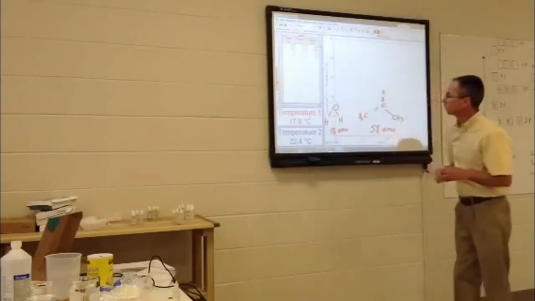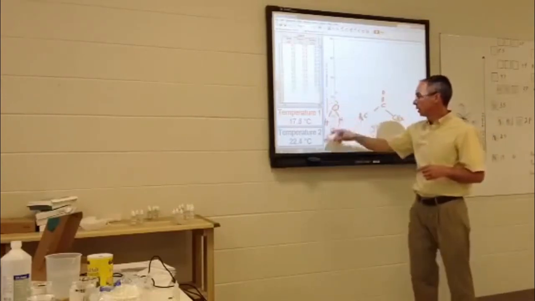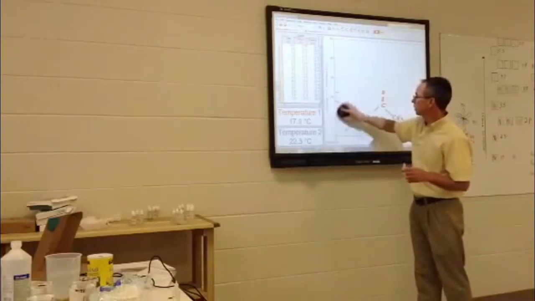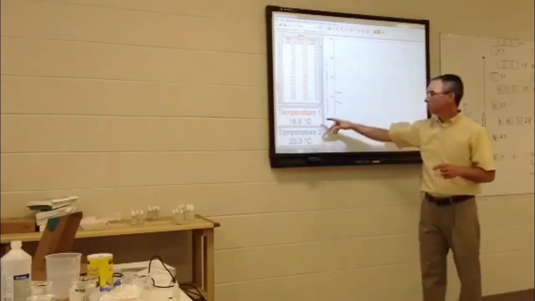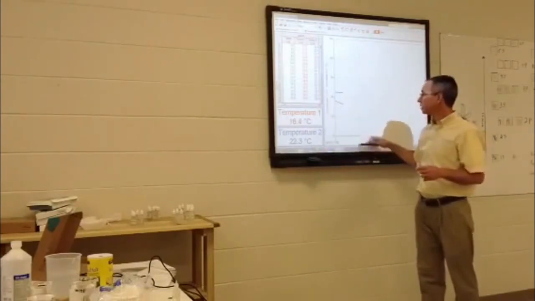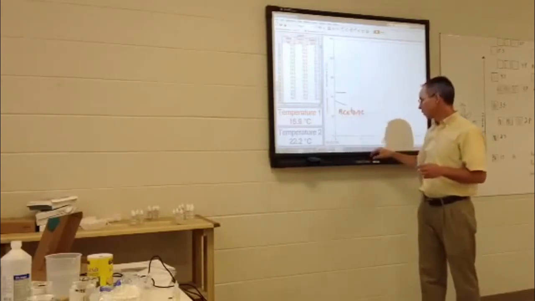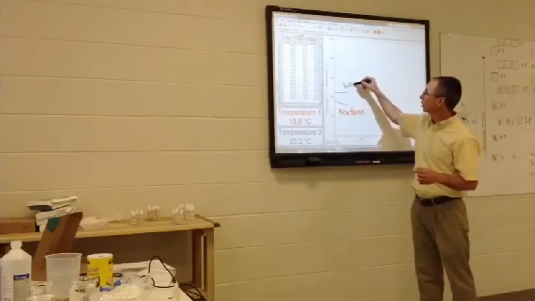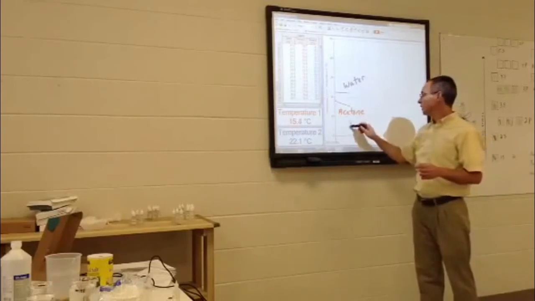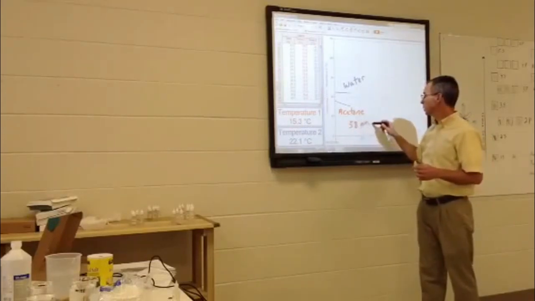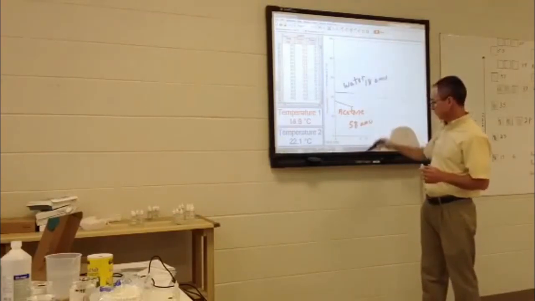There we go. All right. Now the red line here, erase this so you can see it. Temperature 1, the red line, that's my acetone. The blue line is my water. Now remember, acetone weighed 58 atomic mass units. Water weighs 18 atomic mass units.